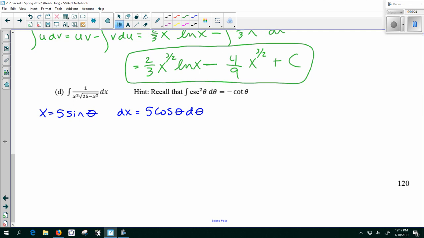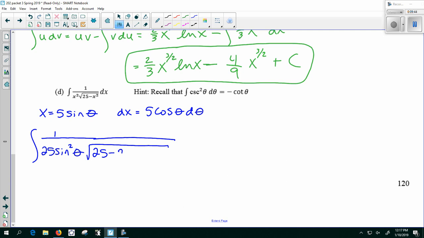And now I make my substitutions. So this becomes the integral of 1 over x squared is 25 sine squared theta. And then I have a square root of 25 minus x squared. So 25 minus x squared is 25 sine squared theta. And then times dx, which is 5 cosine theta d theta. So there's going to be a lot of simplifying here.